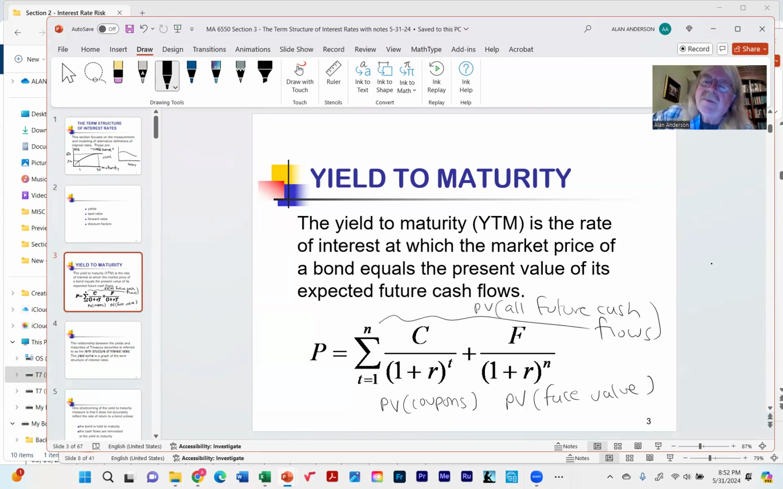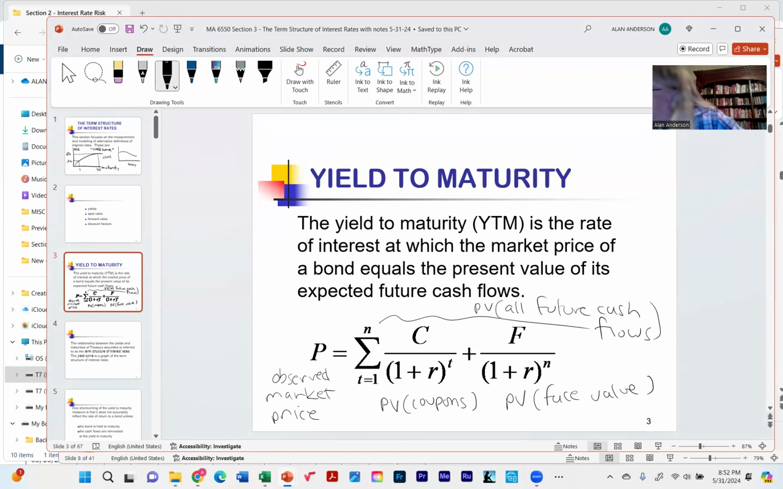So remember, by definition, the price of a bond is the present value of its future cash flows. So that means the left-hand side and the right-hand side have to match each other. But here's the interesting part. The price over here is an observed market variable. So this is something we can observe in the marketplace. You can look it up in the Wall Street Journal.